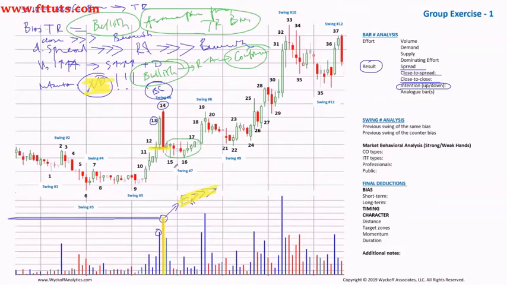Okay, so I mentioned really quickly this area between 15 and 17, and I said that there are a lot of attempts to go down, and all of them fail. Bullish or bearish?